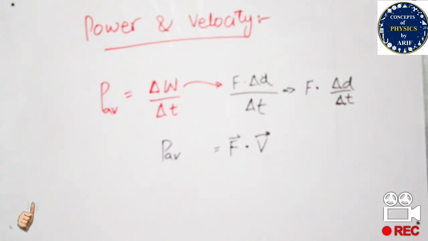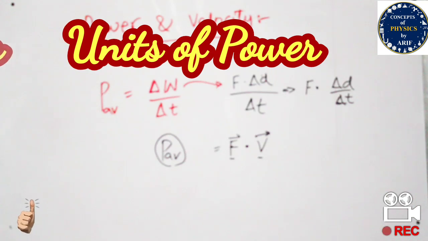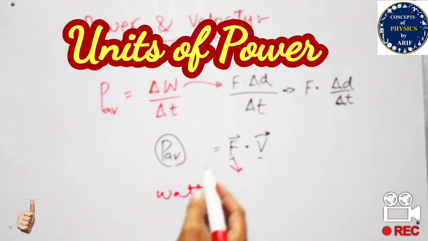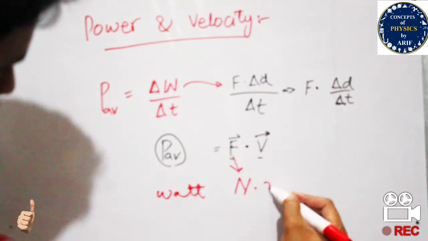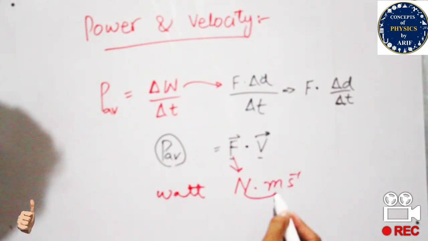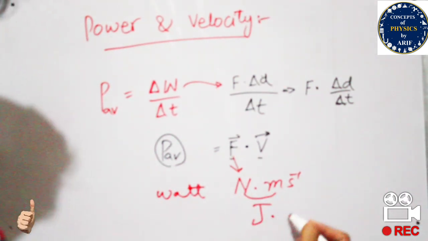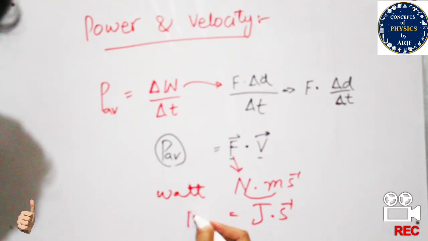So we proved that power is a scalar quantity, but force and velocity are vector quantities. In addition, we have also discussed the unit of power, which is watt. We can also calculate the unit from here. The unit of force is Newton, and the unit of velocity is meter per second. If we join these, Newton meter is known as joule, the unit of work, and per second, we can also say that this is the unit of power, watt.